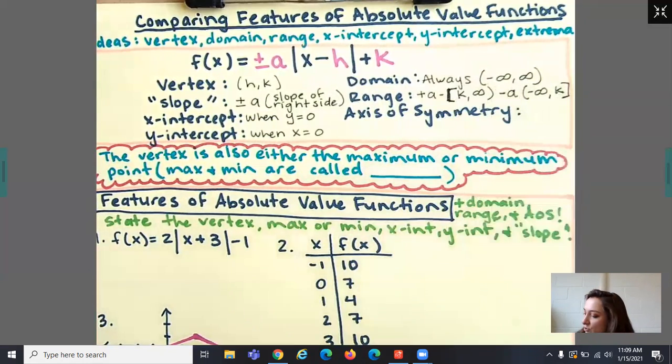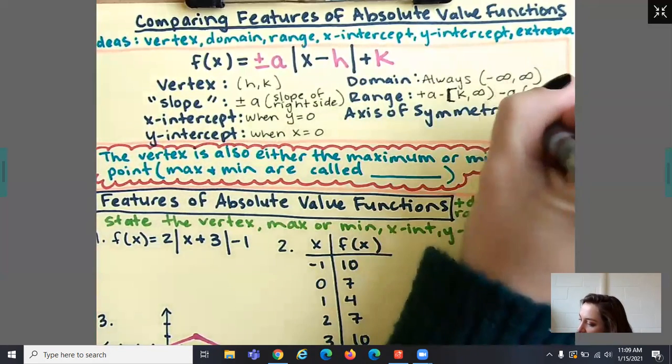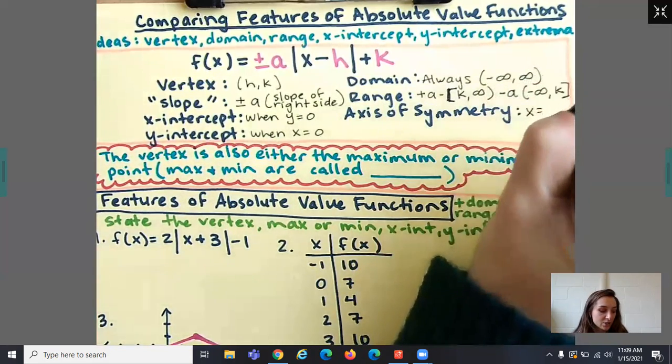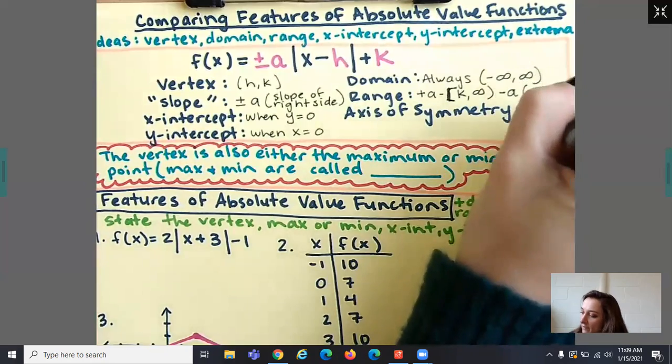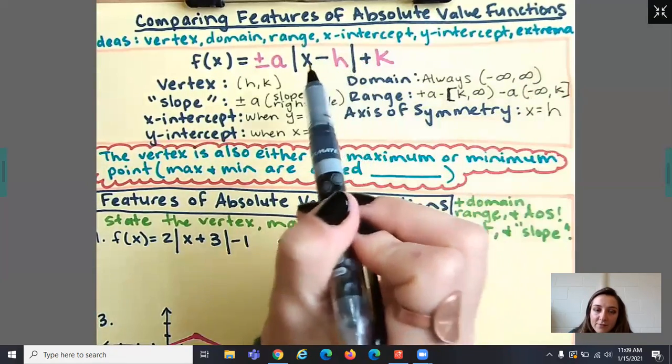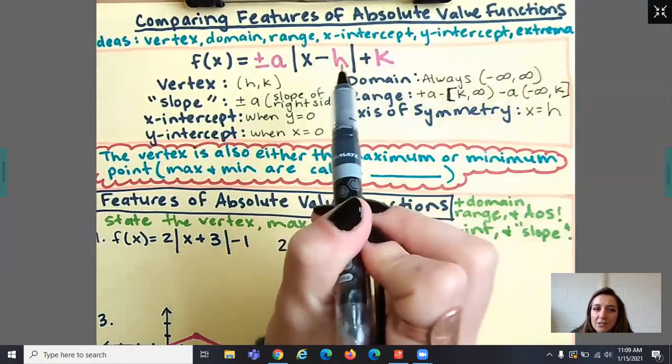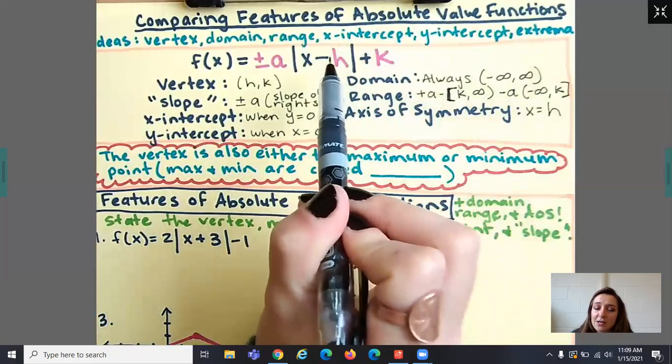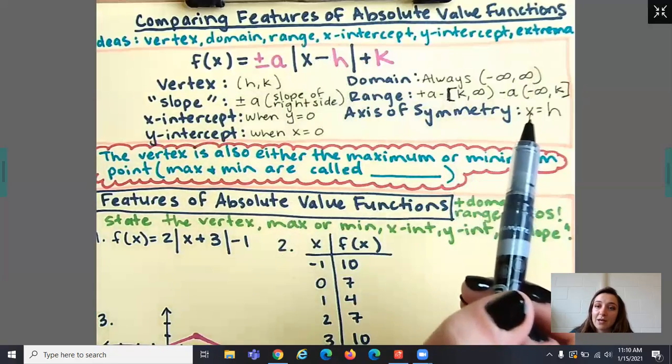Okay, and then the axis of symmetry is going to be x equals h. Okay, so whatever that value is inside of the absolute value with x, it's going to be the opposite of that value. So if this is x minus 3, then the axis of symmetry is going to be x equals positive 3.